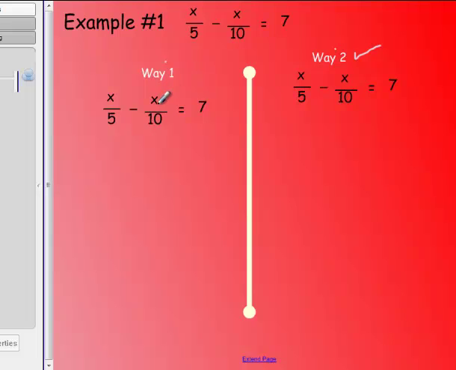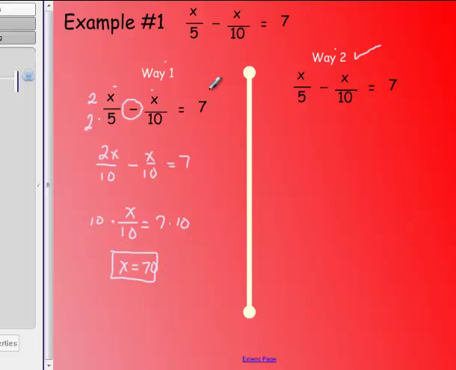Well, the first way is just to go by our math laws. This is asking us to subtract these two fractions. So do you say to yourself, well, that means I got to find a common denominator. All right, I have 2x over 10 minus x over 10 equals 7. Okay, now I can subtract them. So 2x over 10 minus x over 10 is x over 10. Okay, I can still solve this. To get the x alone, I undo the division by multiplying both sides by 10. And I get x is 70.